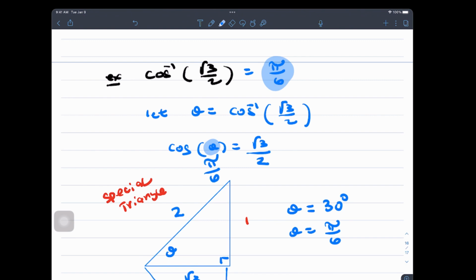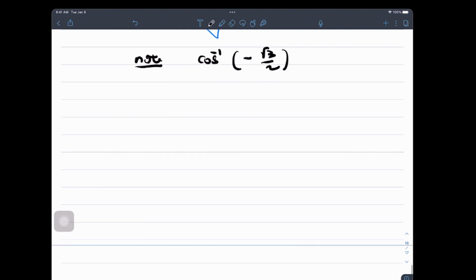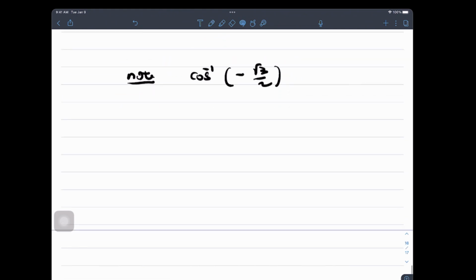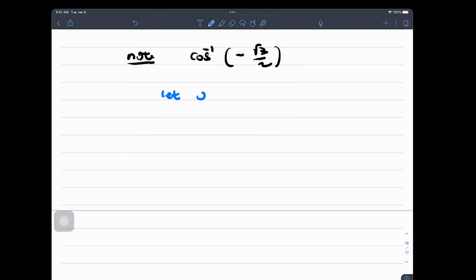Okay, you guys okay with this? Now, I'm going to give you a note here just to see if you're on top of that. What if they give you inverse cosine of negative square root of 3 over 2? See if you're awake with this. What would happen now if they did that? You're going to let theta be the inverse cosine of negative square root of 3 over 2, and that now means cosine of theta by definition is negative.